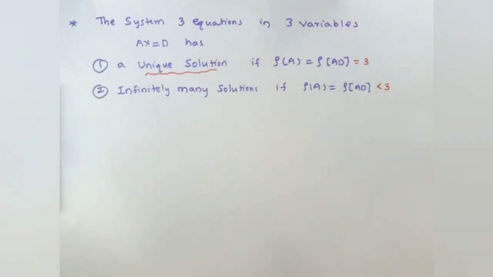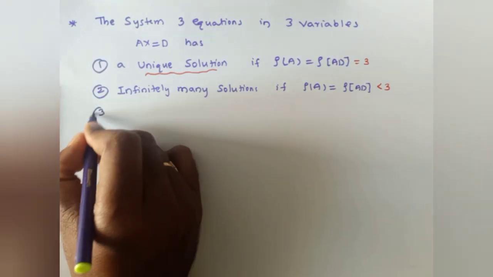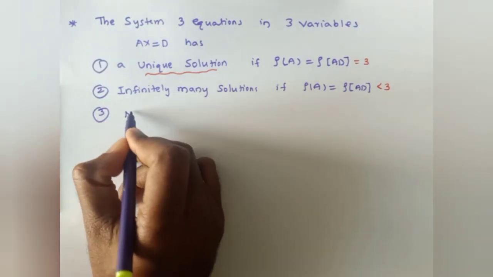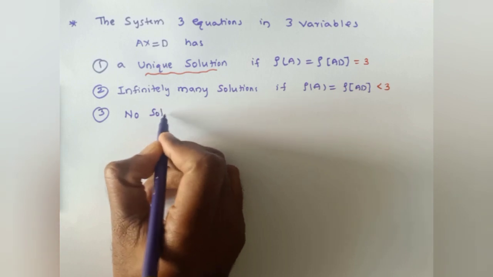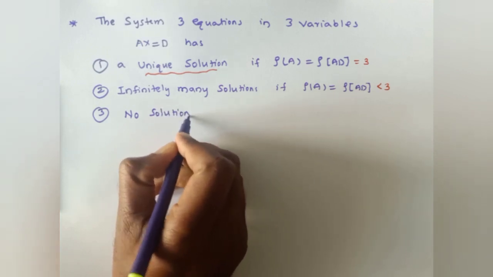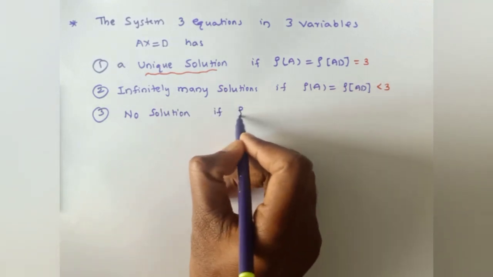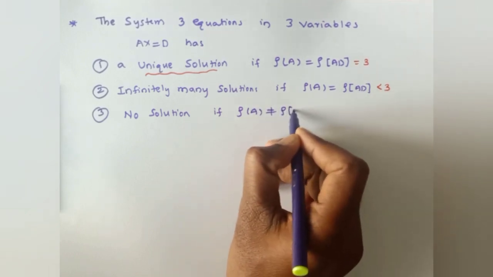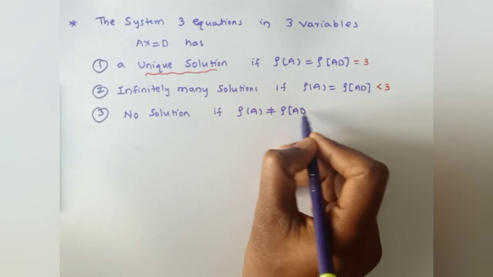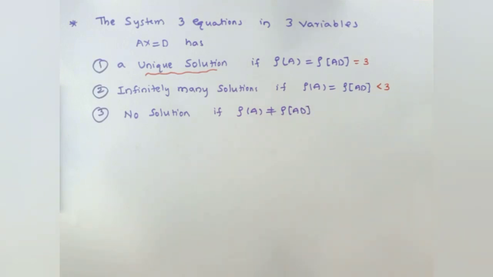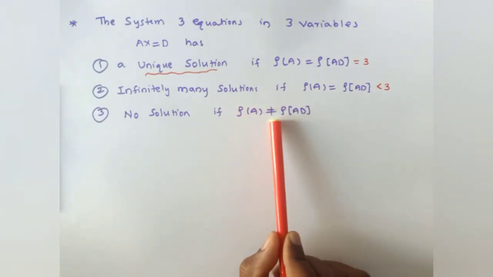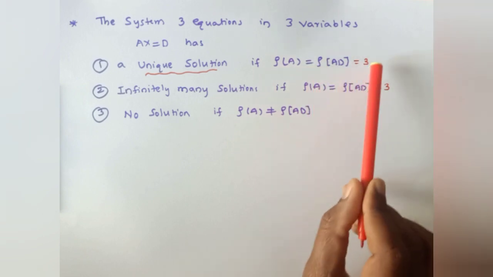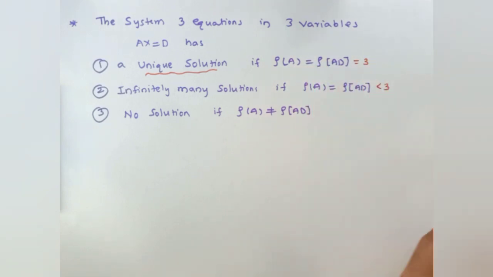Okay, and number 3, so already we know that number 3 means the system that has no solution. This is very easy. No solution means the rank of A is not equal to the rank of AD. So the condition that fails here only. If they are equal, then you need to check with this one. Compulsorily you need to find the rank of A and rank of AD.